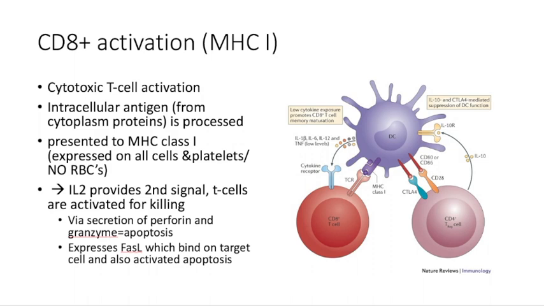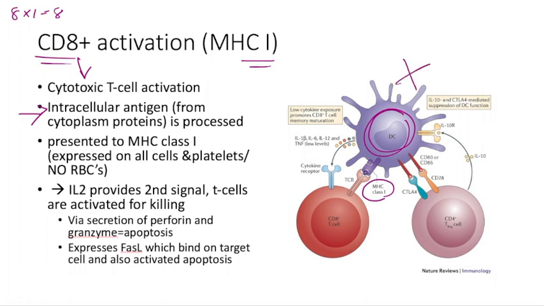So now when we talk about CD8 plus activation, so CD8, 8 times 1 equals 8, and that's an MHC class 1 complex. So here is a dendritic cell. Here you can see MHC class 1 over here, and then we get activation of CD8 cell. So this is going to be a cytotoxic T cell activation if we have CD8 plus, okay? So CD8s are the cytotoxic T cells, and that basically means cell killing. So this is an intracellular antigen from cytoplasm proteins that are processed. So something is going on within the cell. It is not related to extracellular antigen processing.